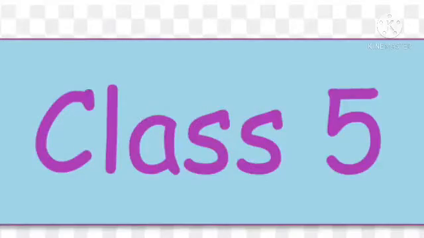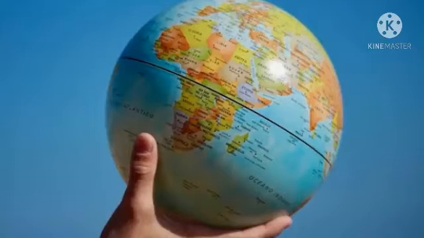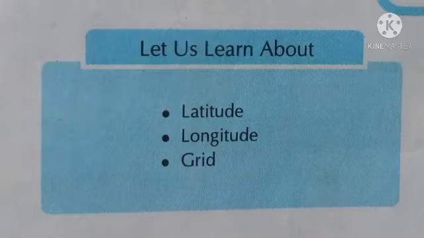Today, I am going to provide you the second chapter of SST, and this chapter has been taken from class 5. The topic is locating places. Before this chapter, I have already discussed globe with you, and now we have to learn how we can locate places on a globe. So in this chapter, let us study about latitude, longitude and grid also. Now come to the chapter.